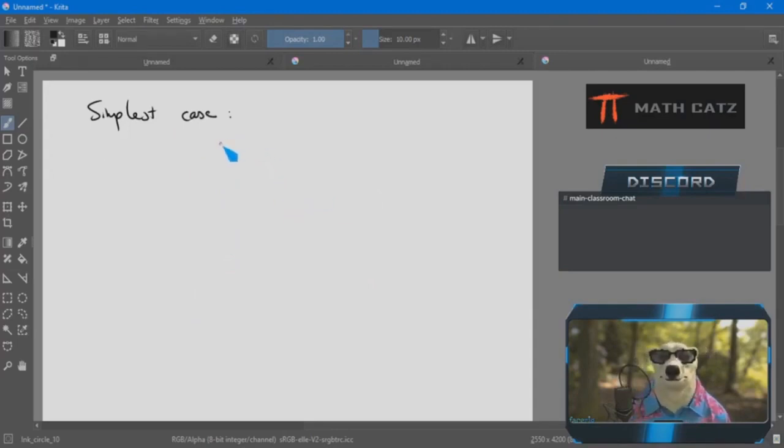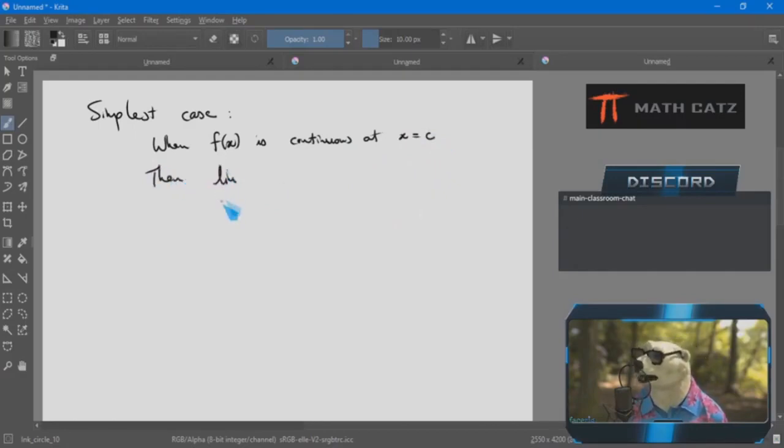We have touched on this simplest case in the past: when my function is continuous at the x value in question. And in the behavior limit question, that x value is where I'm headed. Then the limit as x approaches that value of my function is simply the y value when I plug in that x value.